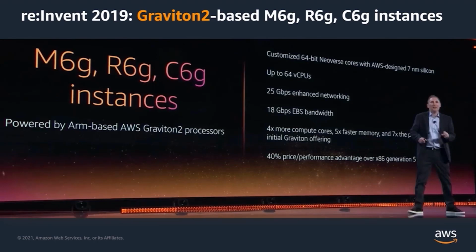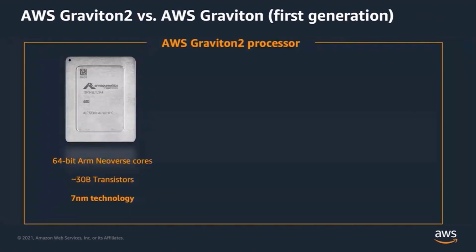And here in this slide, we have Andy Jassy on stage at re:Invent 2019 announcing the Graviton2 powered new M6g, R6g, and C6g instances. And we'll talk more about the specific instance families in a bit, but first let's get a look at the Graviton2 processor.